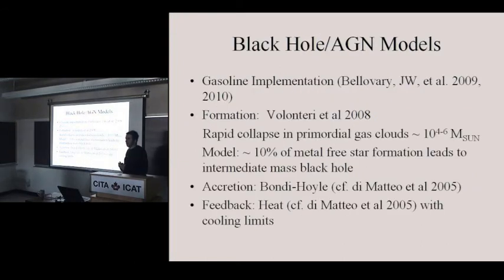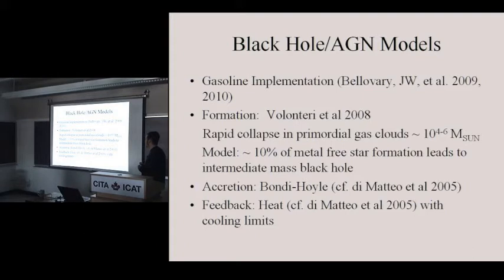So the way we've done this is following the suggestions of Voluntary et al. We're assuming that these black holes are forming due to rapid collapse of fundamental gas clouds. And so you're establishing the black holes with relatively large initial masses of 10^4 to 10^6 solar masses from the get-go. 10^6 is kind of on the high side, except that that's kind of where resolution tends to force us to act.